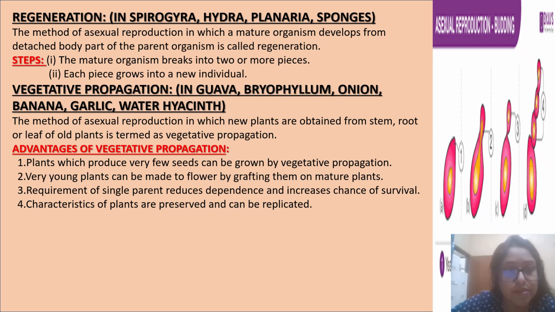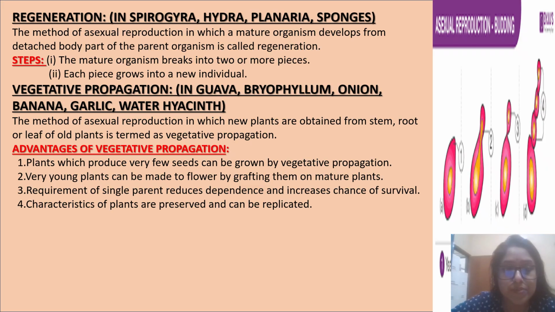Next, vegetative propagation in guava, bryophyllum, onion, banana, garlic, water, etc. The method of asexual reproduction in which new plants are obtained from stem, root or leaf of old plants is termed as vegetative propagation.